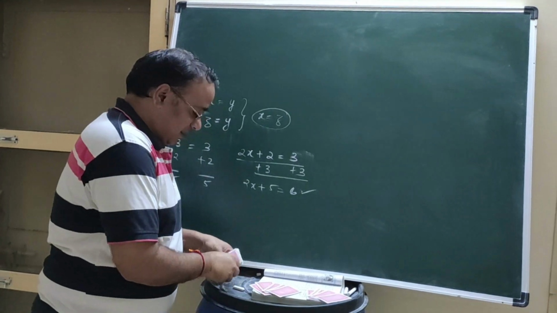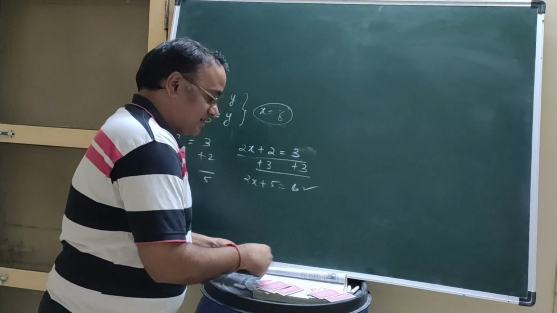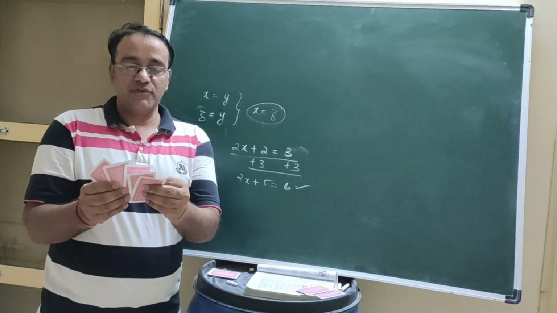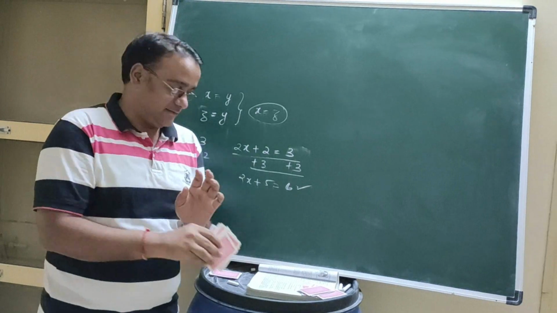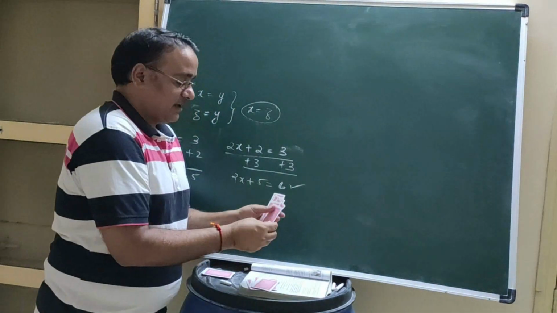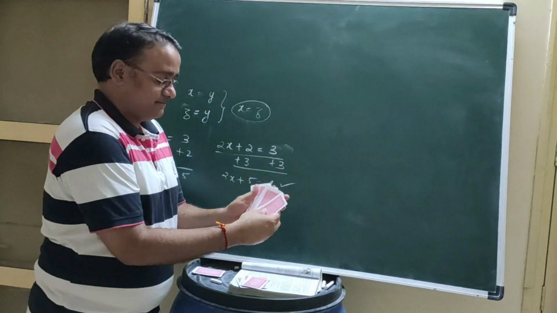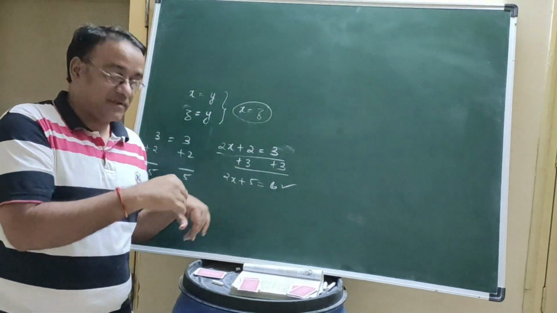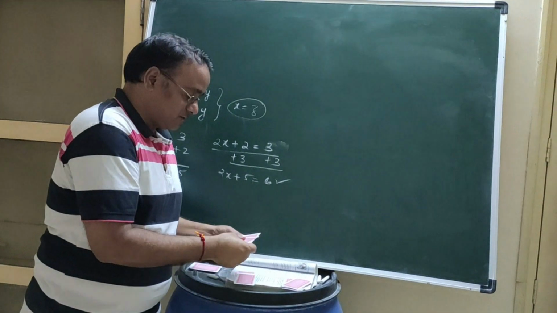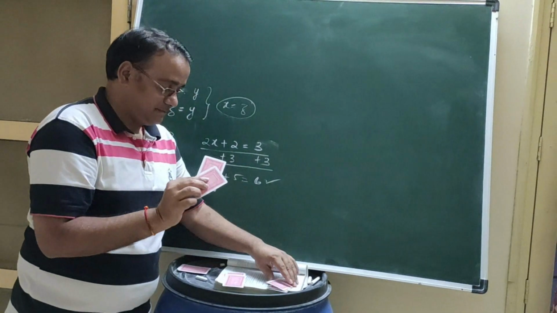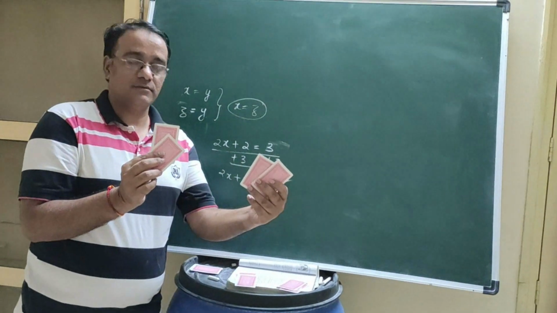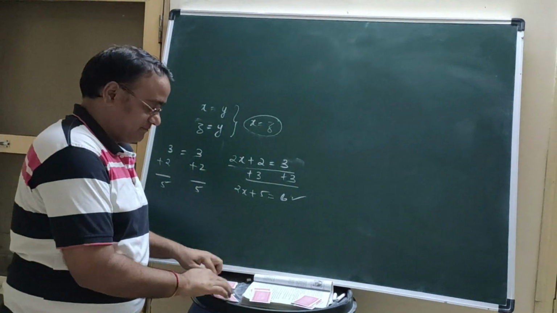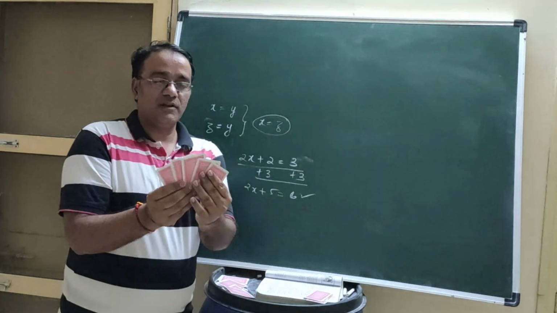Now suppose I have 7 cards in both. See, 1, 2, 3, 4, 5, 6, 7. Here also 7 and here also 7. ठीक है. Now I am going to take equals from these 2. मैं दोनों निकाल देता हूँ. See, 2 and 2. I have removed 2 equals. Now here 5 left.